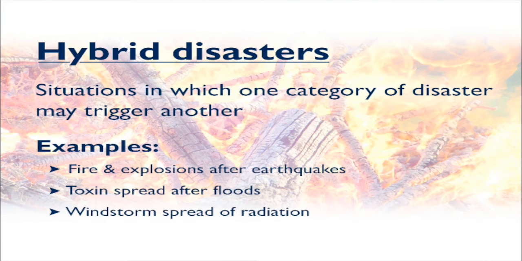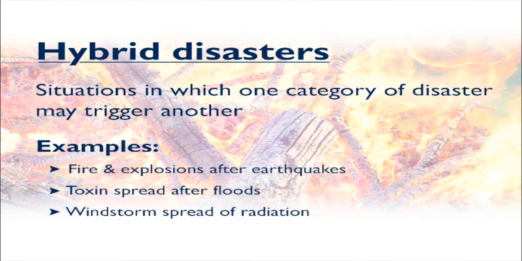So, as I alluded to earlier, fires and explosions happen after earthquakes, where the earthquakes trigger these fires to occur. Also, toxins spread after floods. So a flood occurs, it goes through a chemical facility or a chemical storage area, carries those chemicals or toxins on the floodwaters and disperses those to a larger exposure of populations.